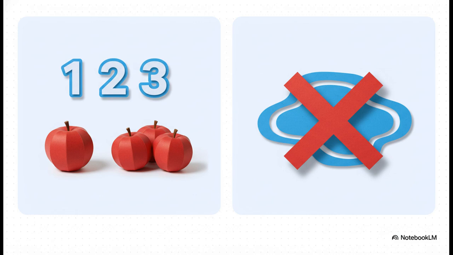Okay, let's put this all side by side. This is where it really clicks. On the left, you've got countable nouns. You can count them, they have a plural form with an S, and you can say a or an before them. On the right, you have uncountable nouns. You can't count them, they have no plural form, and you don't use a or an. This chart right here is the key difference.